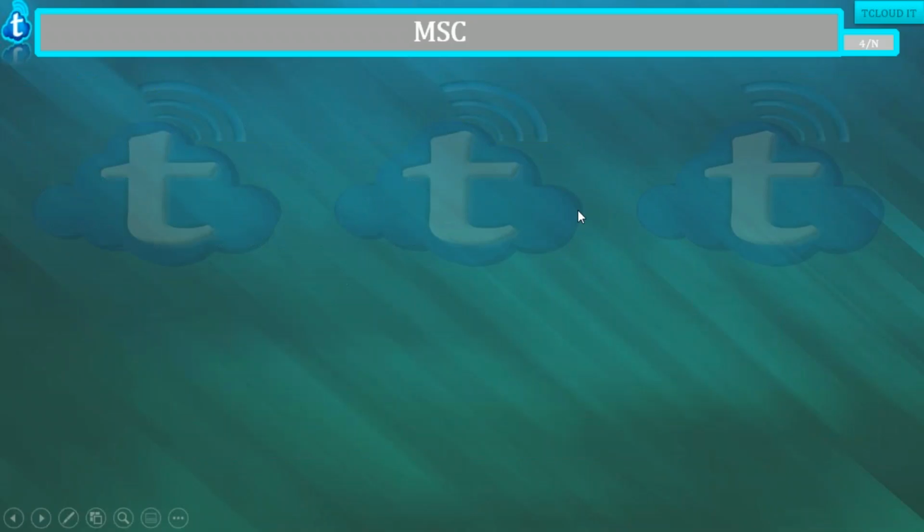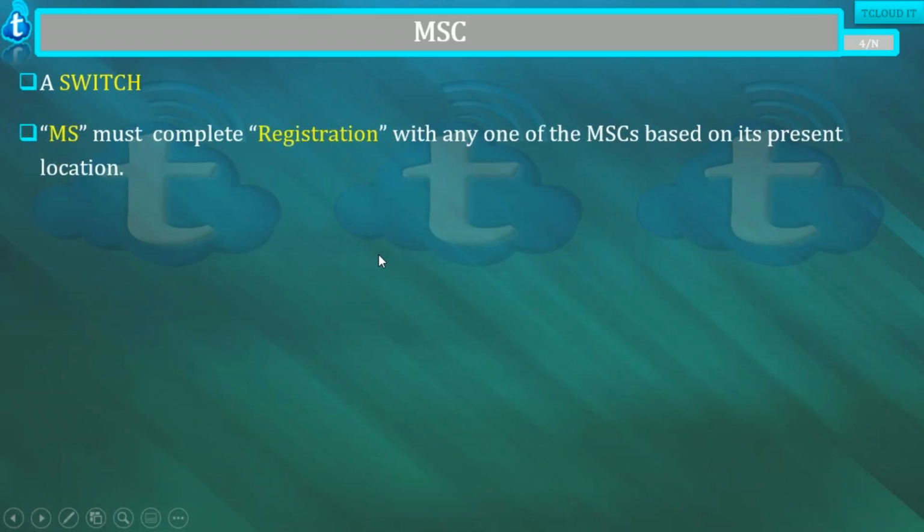Okay. Now that's great. So what is this MSC, the next component? It is a switch, of course, a switch which can switch the calls from one user to another user. So a mobile station MS must complete a registration with one of the MSCs that are nearby. What is the literal meaning of registration? The mobile will have to go and tell the MSC that, hey, I'm in your geographical area. I would like to get the services from you because you are the nearby MSC for me.